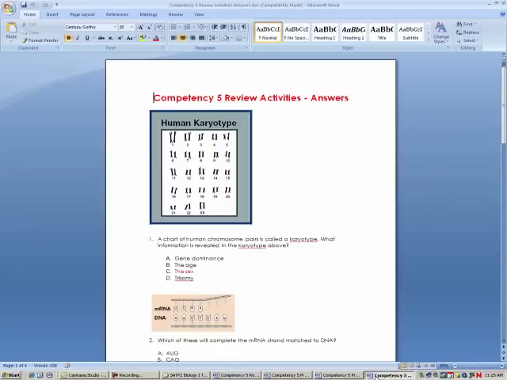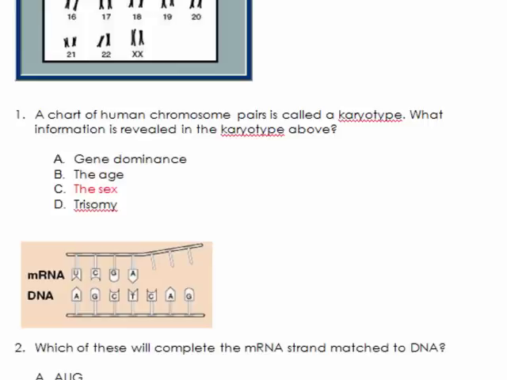A chart of human chromosome pairs is called a karyotype. What information is revealed in the karyotype above? This karyotype shows the sex of the child. In this case, it is a female. So the correct answer is C.